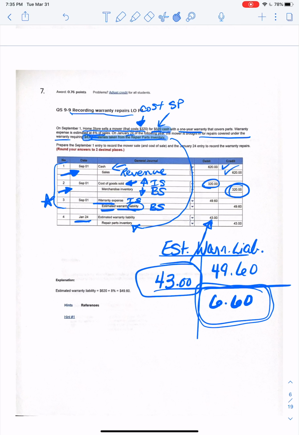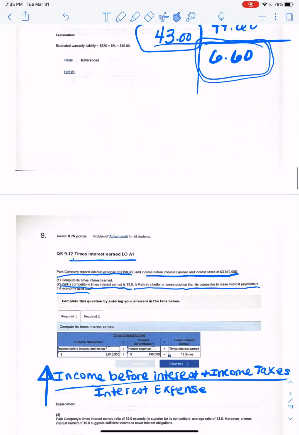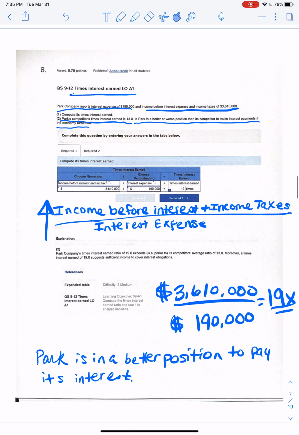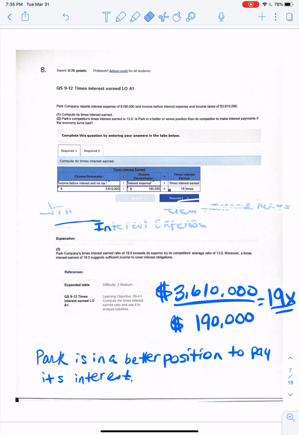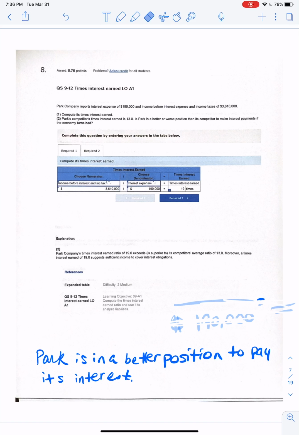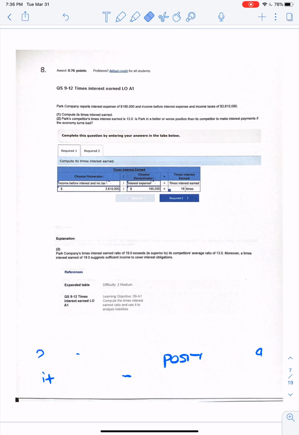Okay, and that's the end of number 7. Number 8, what this question is doing is calculating what is called times interest earned. What times interest earned is going to do for us is tell us how secure we are in our ability to pay off our interest. So in this question, we're going to have to actually compute this ratio. Throughout the semester, we've computed quite a few ratios, but this is probably going to be one of your favorites simply because it's very simple to compute.